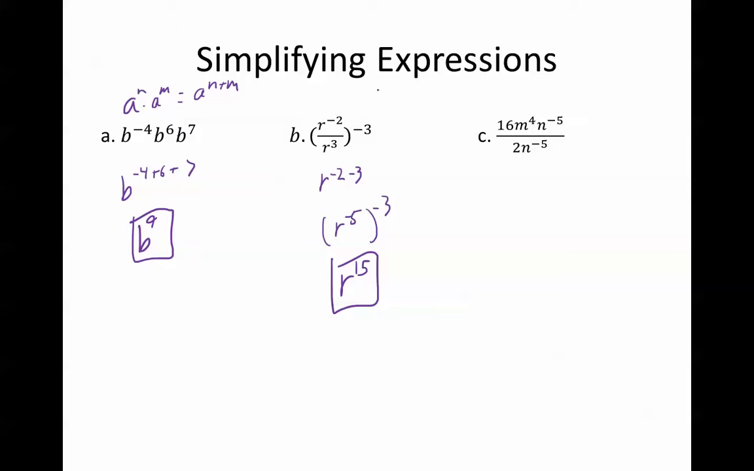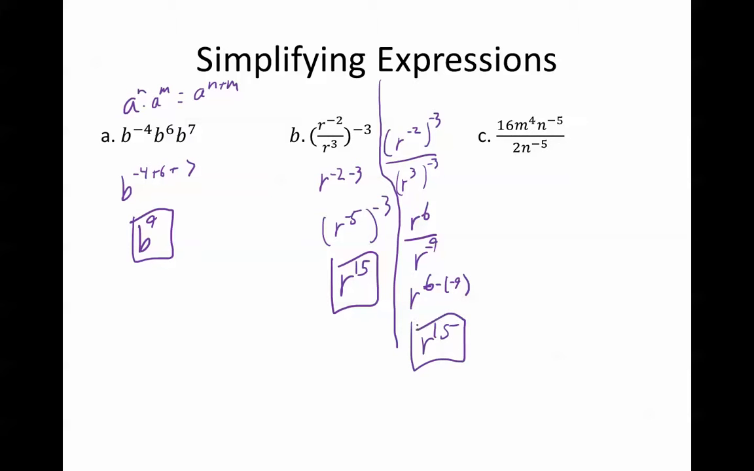And again, we can do this a different way. We could go r to the negative 2 to the negative 3 power over r cubed to the negative 3 power. And then when we simplify, these would be multiplying. Let's draw a line here. These are separate examples. This would be r to the 6th over r to the negative 9th. But that's r to the 6 minus negative 9, which is r to the 15th, right? So no matter which order we do that, we do end up with the same solution.